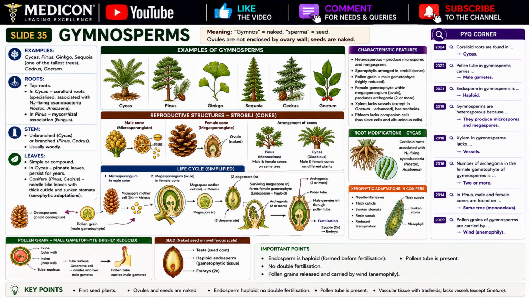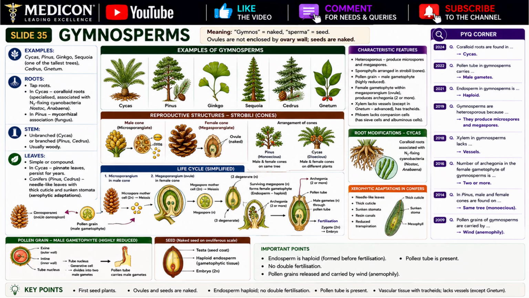Seed is a naked seed on an ovuliferous scale. It has a testa, the seed coat, haploid endosperm, which is gametophytic tissue, and an embryo which is diploid. The characteristic features here are: heterospores produce microspores and megaspores. Sporophylls are arranged in strobili, that is cones.